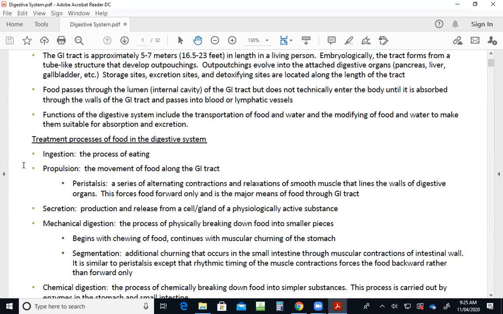When food is passing through the lumen, or internal cavity, of our GI tract, we consider it still outside the body. So if you had a granola bar when you first got to class, or you ate breakfast just before class, that food that's in your stomach right now is technically still outside your body. Not until we've broken that food down into very simple substances that can then be passed through the wall and into the blood or the lymph does it become part of the body. So it's kind of weird in that sense. The functions of the digestive system include the transportation of food and water, and modifying our food and water to make them suitable for absorption and excretion.